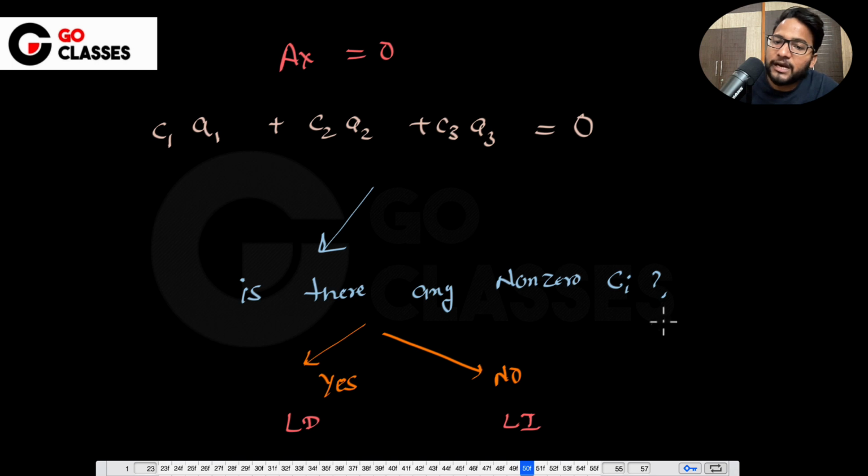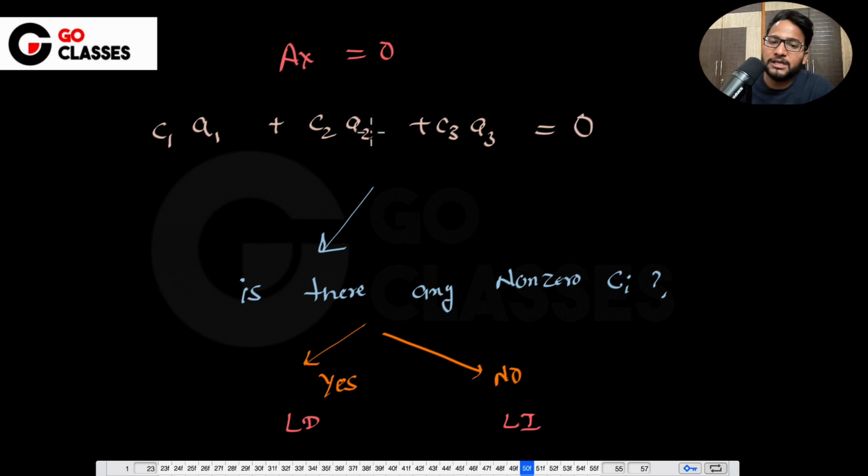Now tell me, is there any non-zero ci? Is it given in the question that there is a non-zero ci or not? They are just saying that Ax equal to 0 has some solution, which means it is also possible that all ci's are 0. So obviously there is always a trivial solution. Trivial solution means x equal to 0 will always satisfy, right? They are not giving any information to me. They are saying Ax equal to 0 has some solution. Obviously it has some solution. Even if they do not write this line, I always know it has some solution. And what is that solution? x equal to 0, right?